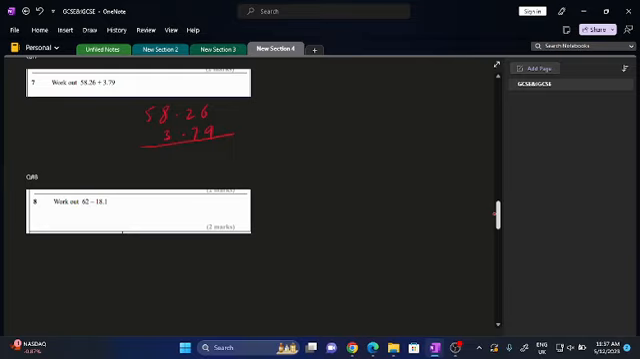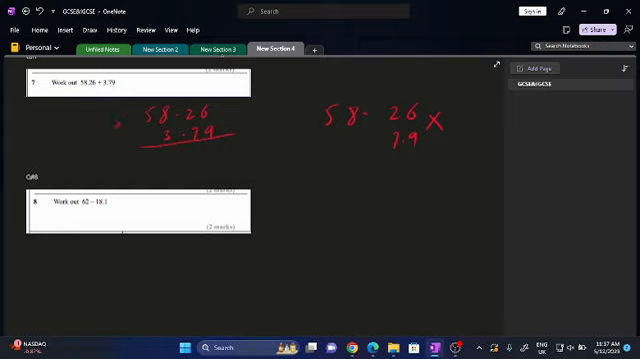If they are not in line, for example, if I consider 58.26 take away 7.9, written like this, this is completely wrong. For the decimal point, you have to make sure the decimals are in line.